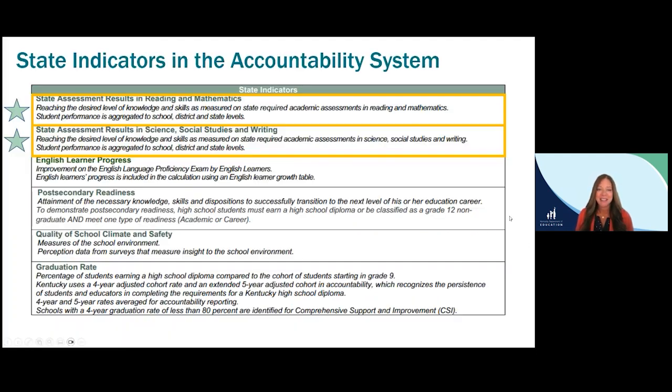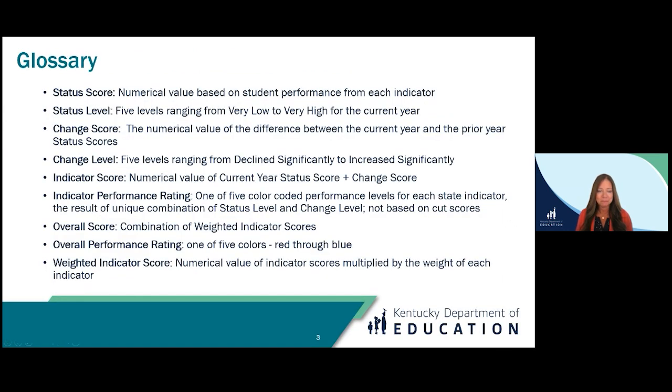There are 6 indicators that make up the Kentucky Accountability System, including state assessment results in reading and mathematics, state assessment results in science, social studies, and writing, English learner progress, post-secondary readiness, quality of school climate and safety, and graduation rate. This training will focus specifically on the state assessment results in reading and mathematics and the state assessment results in science, social studies, and writing.